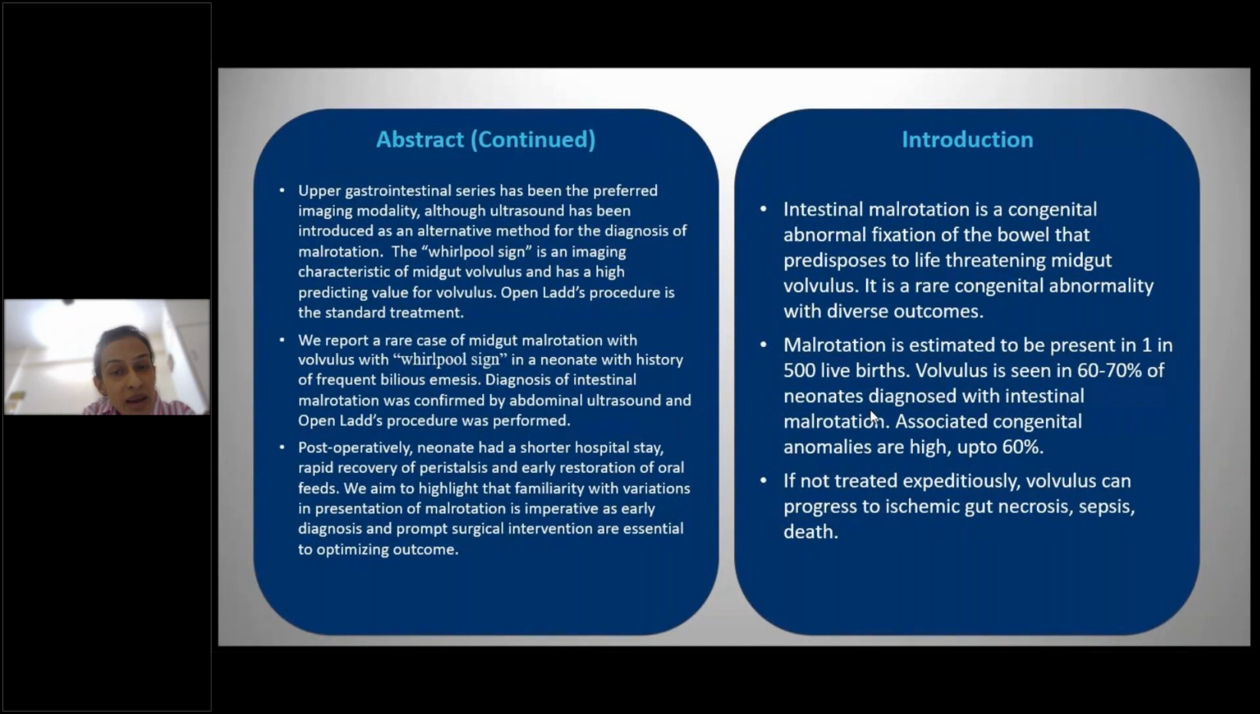So, intestinal malrotation, as I said, is a congenital abnormal fixation of the bowel that predisposes to life-threatening midgut volvulus. It is a rare congenital abnormality with diverse outcomes. Now, coming to the incidence, malrotation is estimated to be present in 1 in 500 live births. Volvulus is seen in 60 to 70% of neonates diagnosed with intestinal malrotation. Associated congenital anomalies are high, up to 60%. If not treated expeditiously, volvulus can progress to ischemia, sepsis, and death.